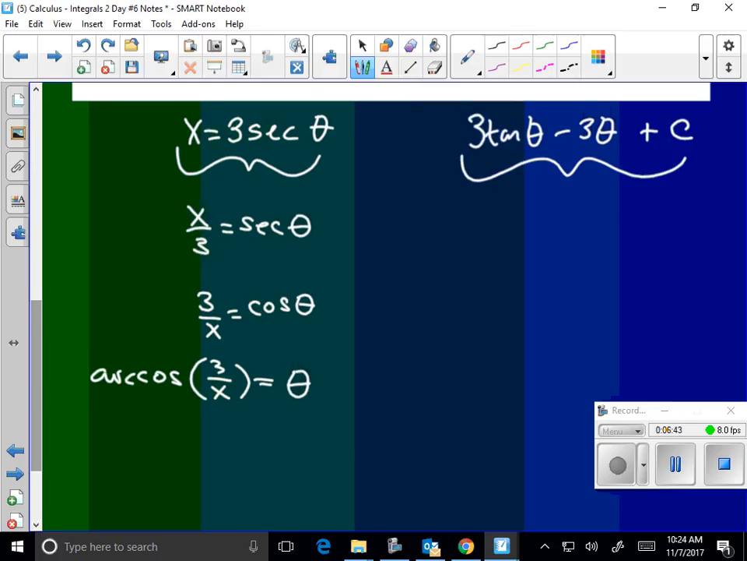So the integral. This is really good. The tangent of theta, theta being the arc cosine of 3 over x, minus 3 times the arc cosine of 3 over x plus c. Unfortunately, we're not done yet. Okay, here's why.